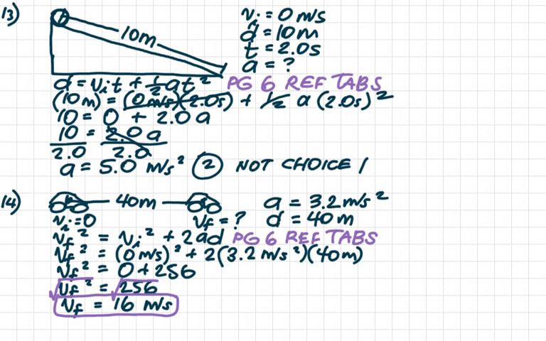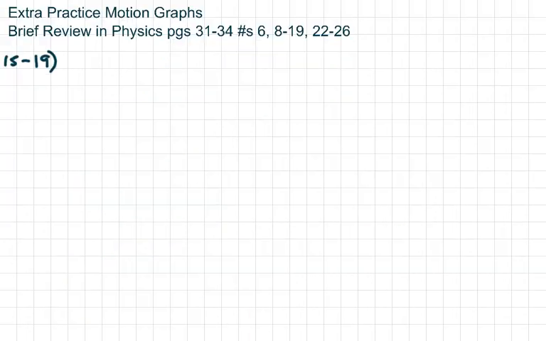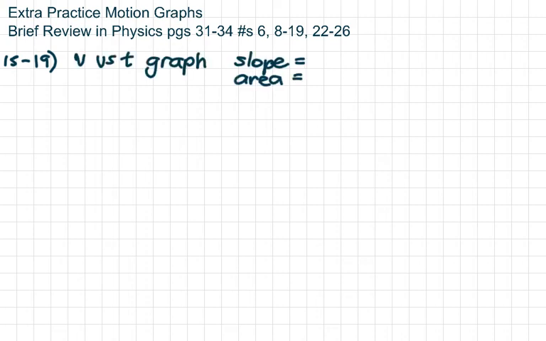15 through 19 are all based on one graph. So we identify the type of graph it is. It is a V versus T graph. Reminder before we look at anything, the slope of V versus T, of course, we know is acceleration, and the area under the curve of a V versus T graph is distance or displacement. And actually, this is a speed graph. So since speed is a scalar, distance is also a scalar. So we're going to put distance for area.